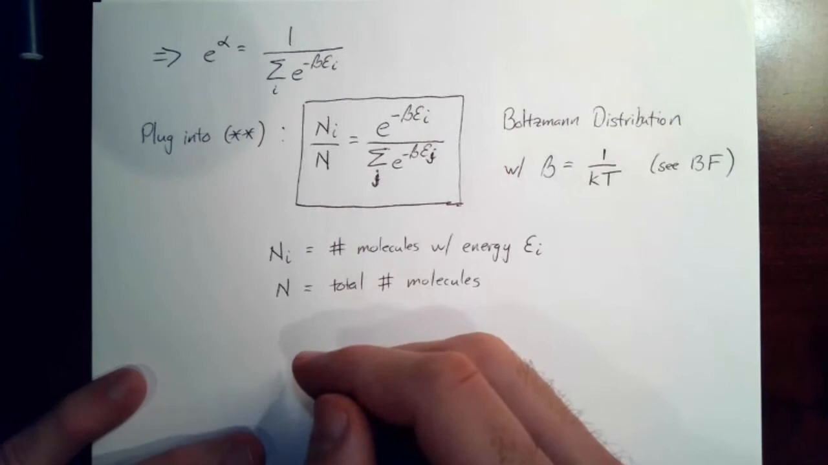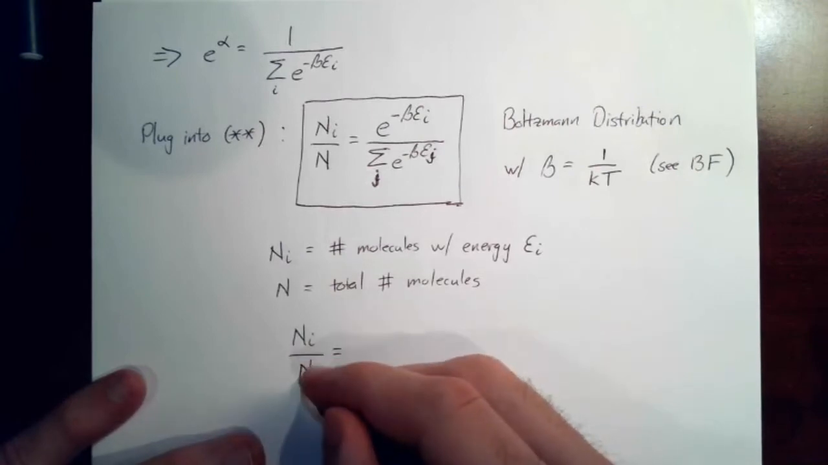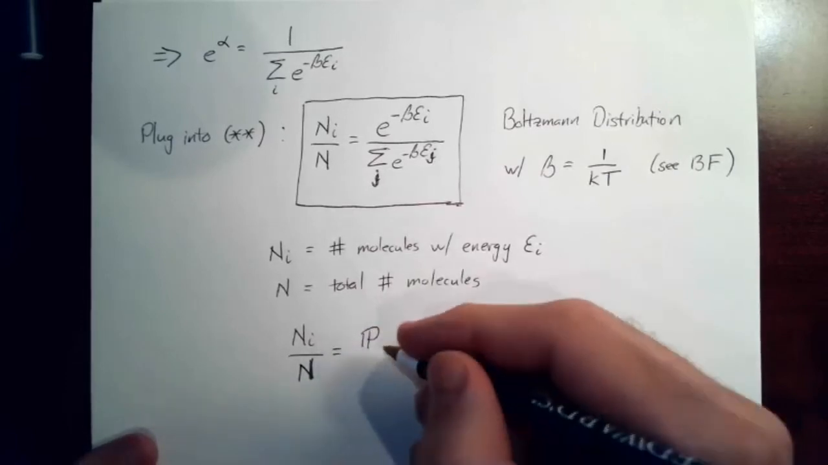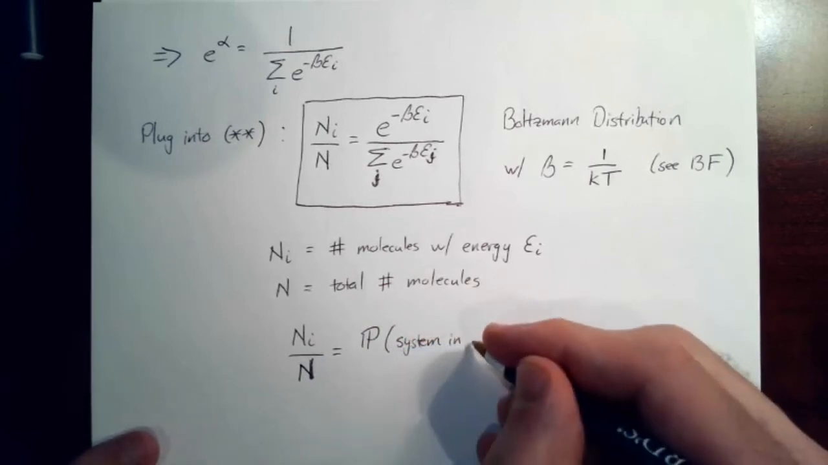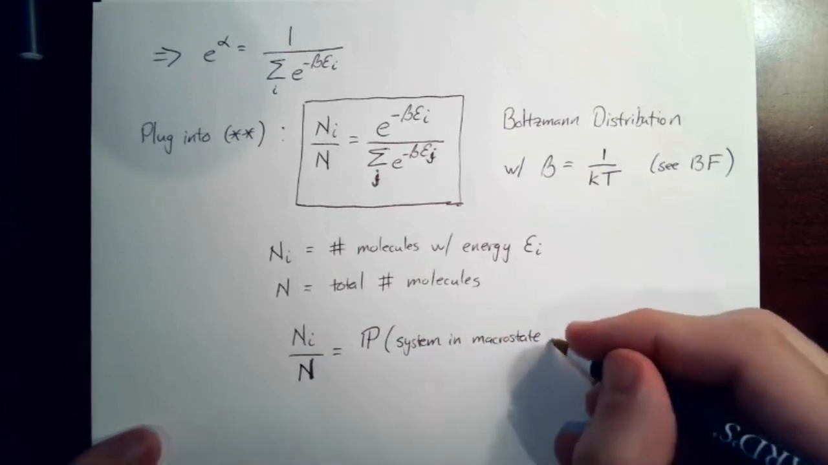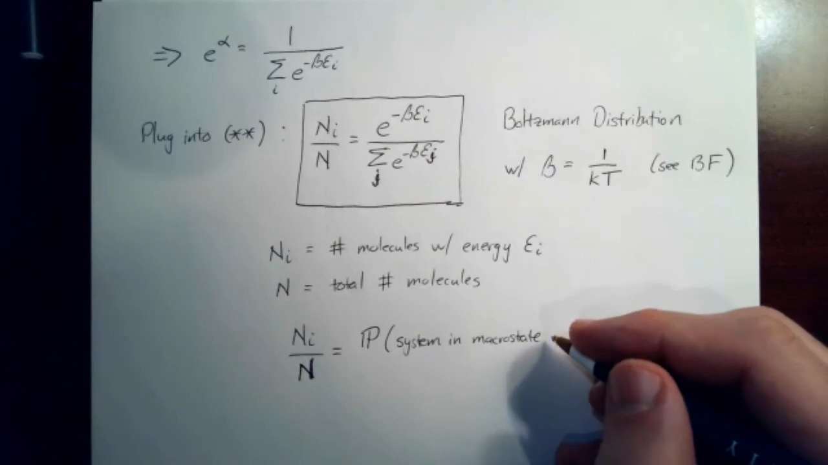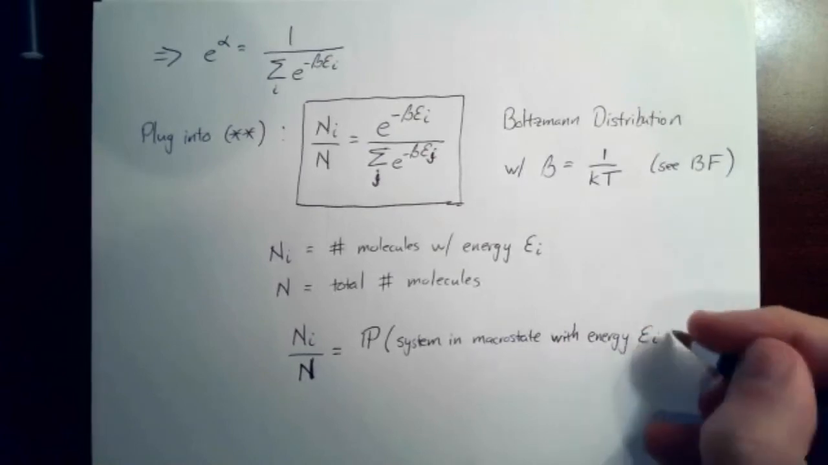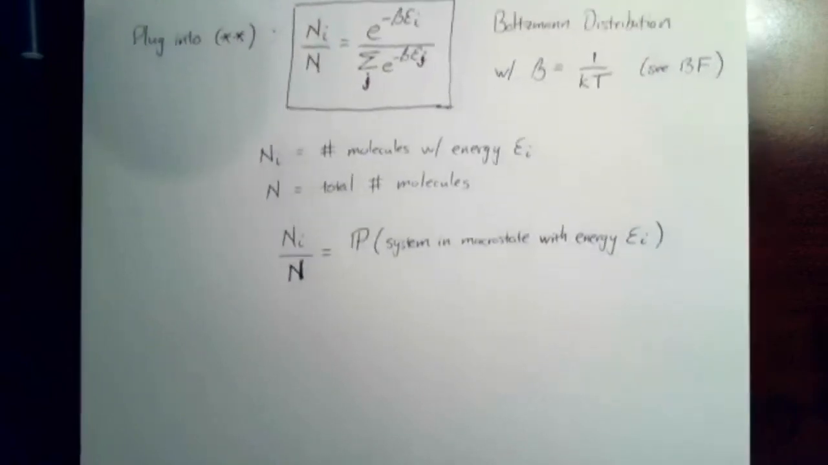And so this effectively is giving us this fraction, which turns out to be the probability that the system will be in a macro state with energy epsilon_i. Okay, we'll talk more about probability in the next section.